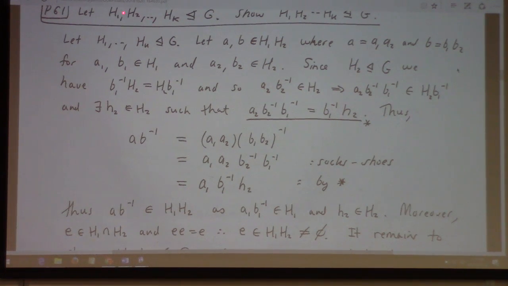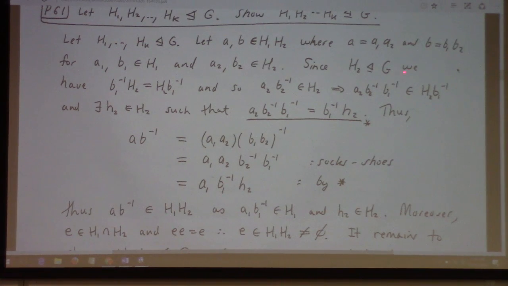Okay, so normal subgroups, we're supposed to prove the product is normal. So what I do is I start by proving that the product of a pair of normal subgroups is normal. So here's the proof of that. If I pick 2 points, A and B, in H1 H2, then that means they can be written as A1 times A2 and B1 times B2 by definition of the product of H1 and H2.